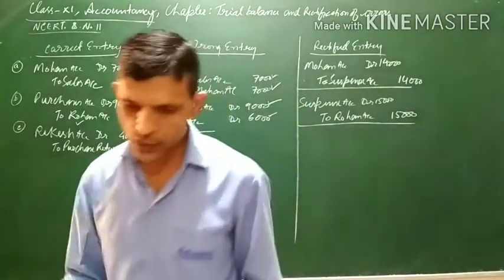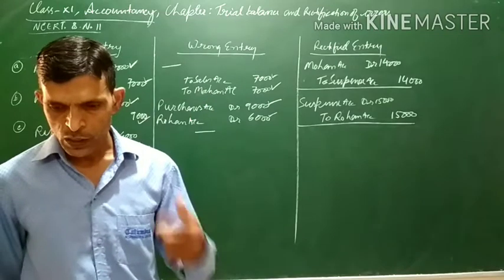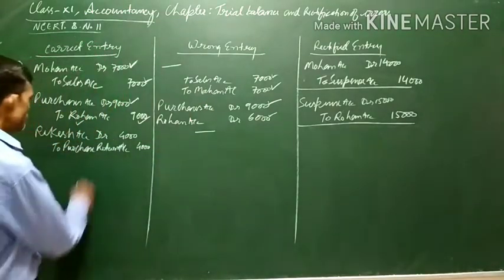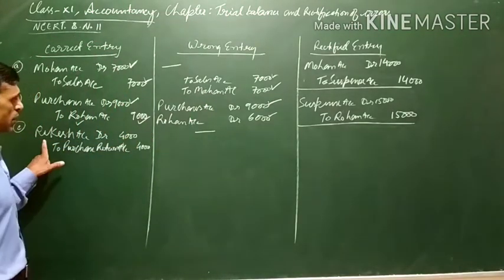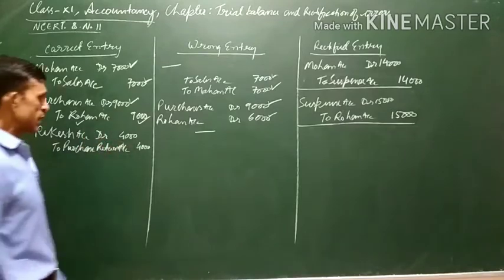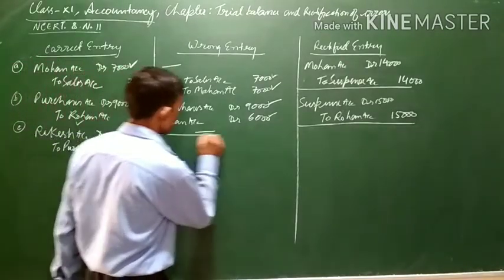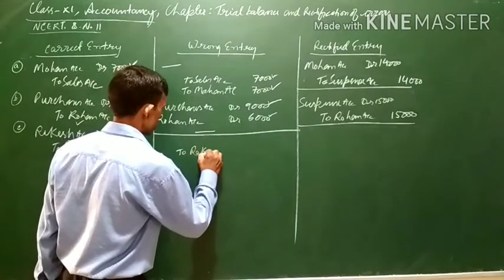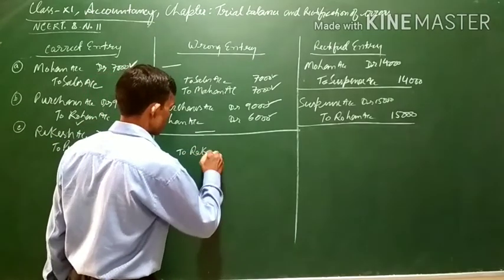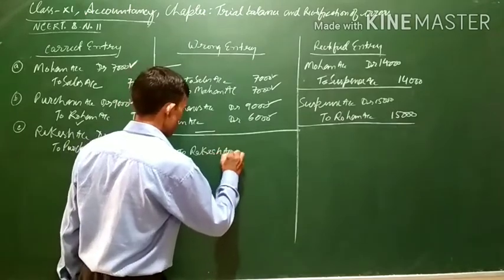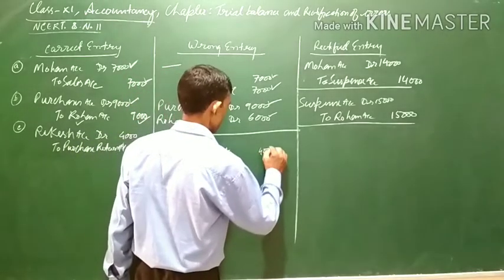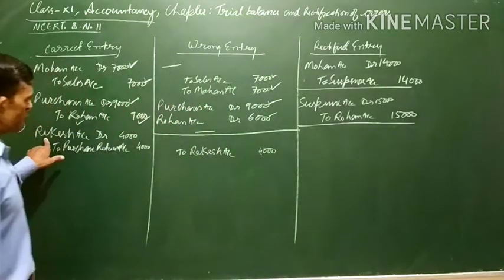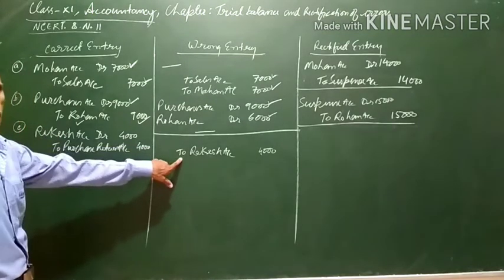Now what is wrong here? It has been posted to the credit of his account. Instead of Rakesh being debited, it has been posted to the credit of his account. This is the wrong entry to Rakesh's account. 4,000. Instead of Rakesh being debited, it has wrongly been credited.